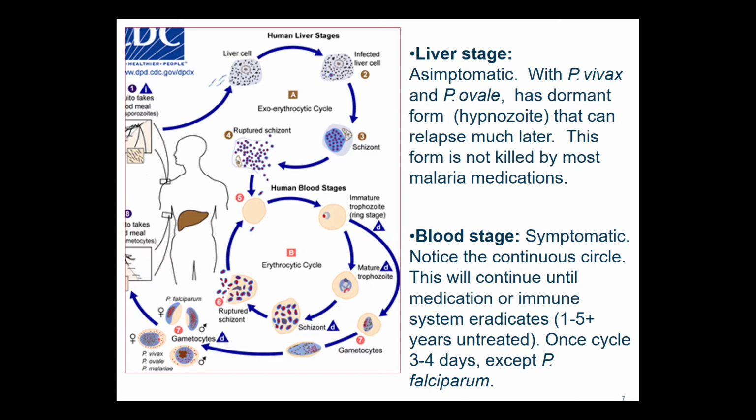In the blood stage, what's happening? It's symptomatic. When symptoms appear, it is a continuous cycle. This will continue until medication or the immune system eradicates it, usually from 1 to 5 plus years untreated. One cycle is 3-4 days, except for Plasmodium falciparum.